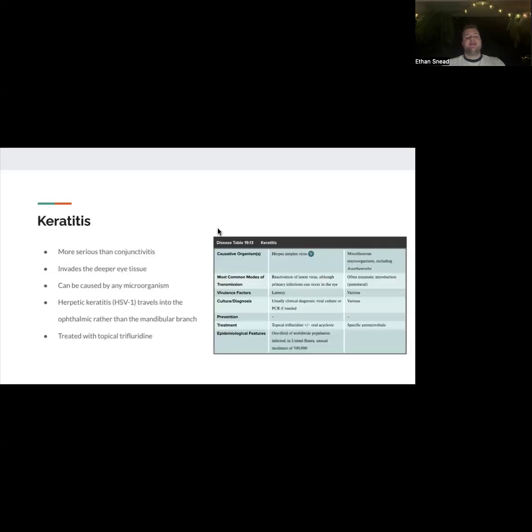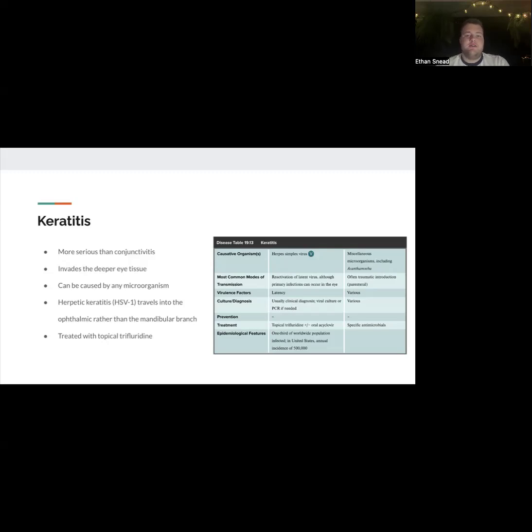Now we're on our last slide, and this is keratitis. Keratitis is a more serious infection than conjunctivitis. This is an invasion of the deeper eye tissue, and it can lead to complete destruction of the cornea. Any microorganisms can cause this condition, especially after trauma to the eye. So let's say damage to the eye from maybe a sport, getting hit in the face with a ball or something of that nature.